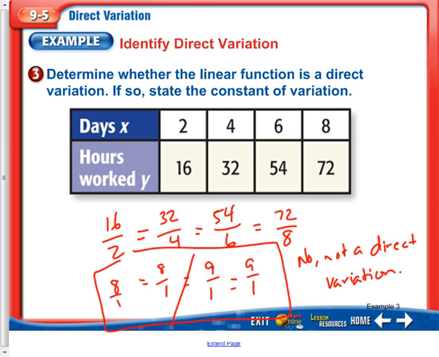So there's not a direct variation. So this graph, if we were to think of it like a graph, it's going to go 8 over 1 here, and then all of a sudden it's going to jump to 9 over 1. So you're going to see a slight increase in your graph there.